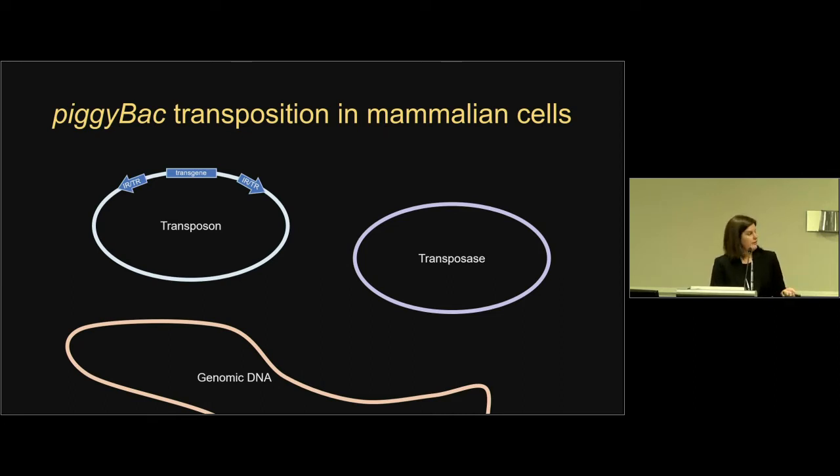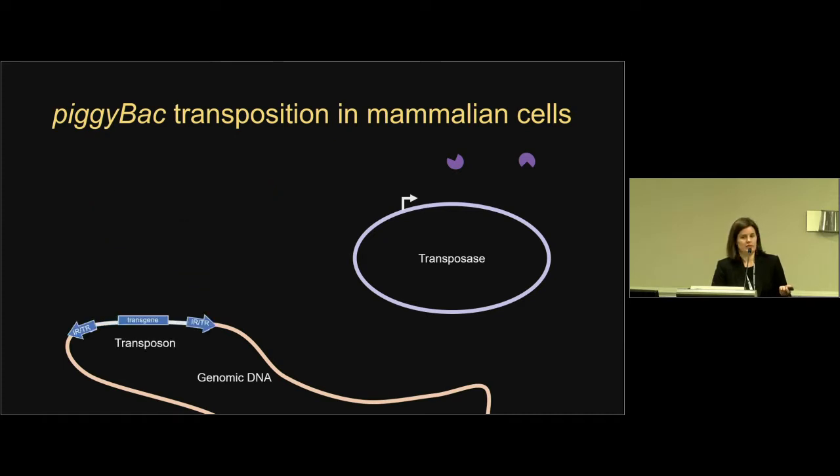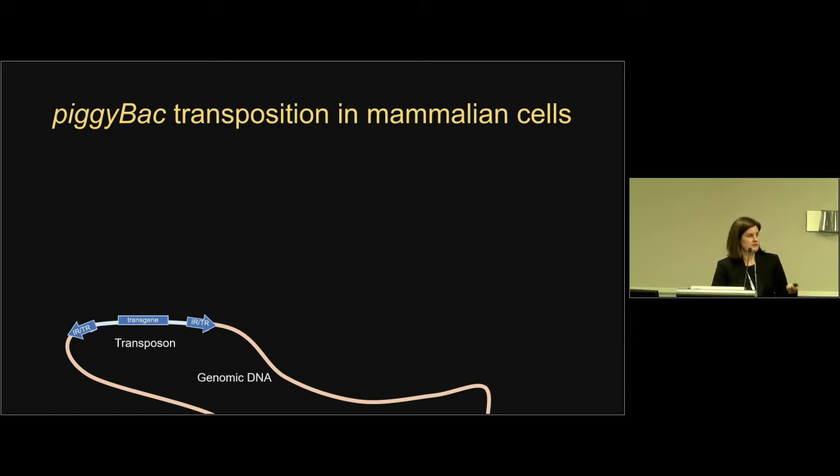And then the transposase is made from this other plasmid, and the transposase actually can bind to the inverted repeat sequences on the ends, and it just cuts out the transposon and pastes it into the genomic DNA. The transposase plasmid gets lost, like I talked about, and then that transposase is degraded over time.